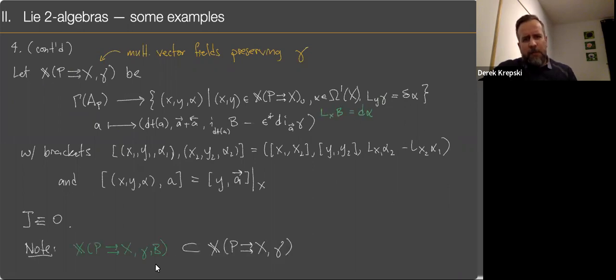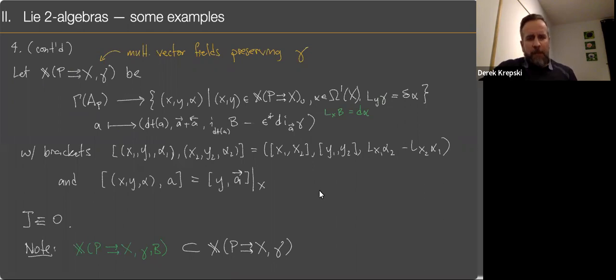If, of course, you wanted to look at multiplicative vector fields that preserve both the connection and the curving, well, it's exactly the same, but you just throw in that extra condition, of course, and you get a Lie 2 subalgebra of this guy here.